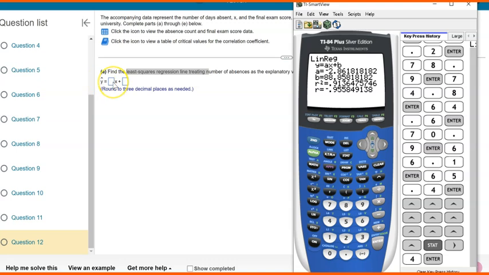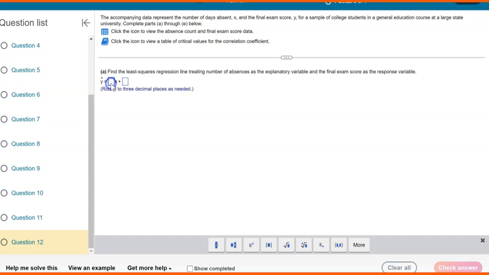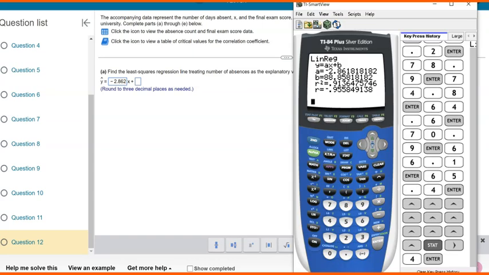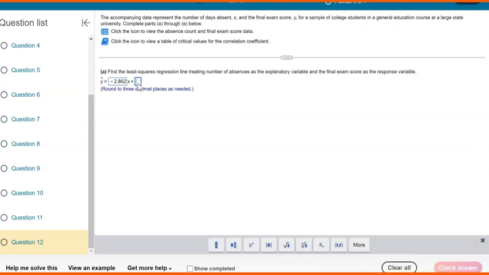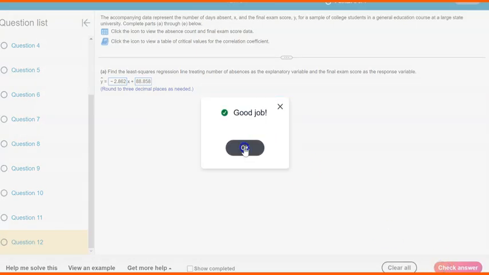Now negative 2.862, that's the slope. The y-intercept is 88.858. Okay, that's the answer. And we have the next question.